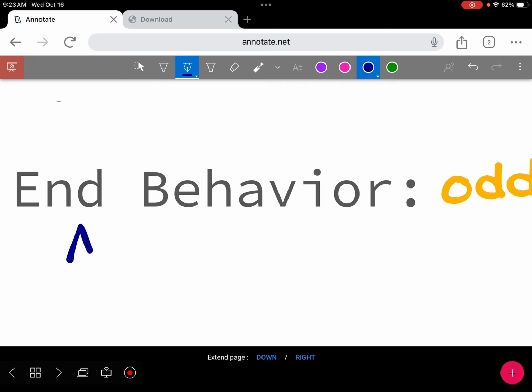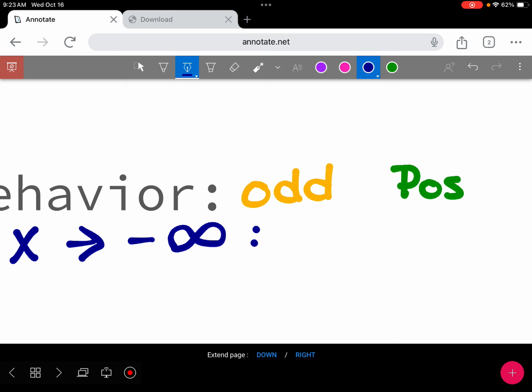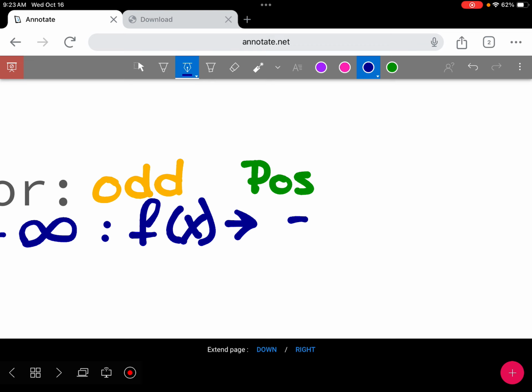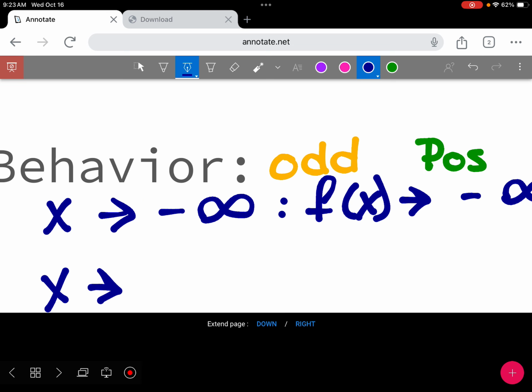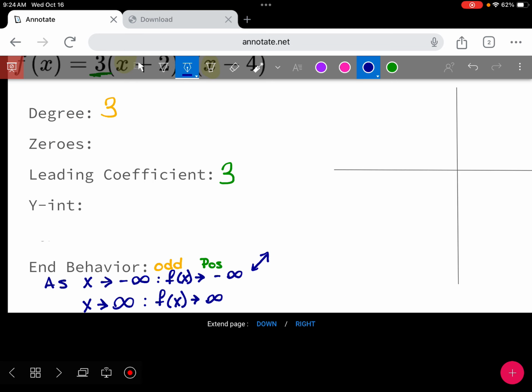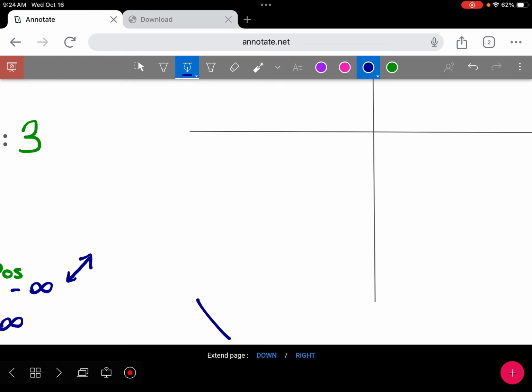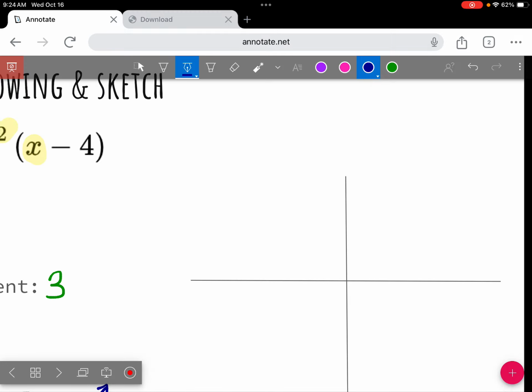So as x approaches negative infinity, thinking about odd positives, what is going to happen to my f of x? f of x approaches negative infinity. Think about our lines with a positive slope. As x approaches positive infinity, what happens to f of x? Approaches positive infinity. What that tells me is no matter what happens in the middle of my graph, my left arrow is going to point down and my right arrow is going to point up.